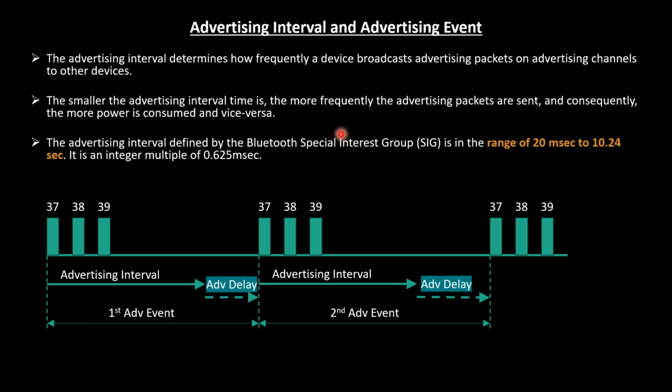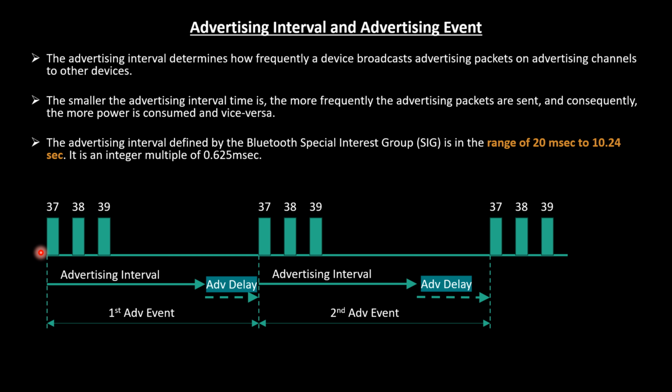The smaller the advertising interval time is, the more frequently the advertising packets are sent, and consequently, more power is consumed, and vice versa. If you are working on a battery constrained device where power is the concern, then if you advertise very frequently, your device will wake up more frequently to advertise the advertising packets. So if you are working on a power constrained device, then your advertising interval should be maximum, if your target is to achieve less power consumption. Let us see how this works.